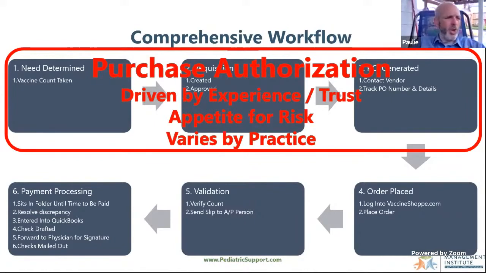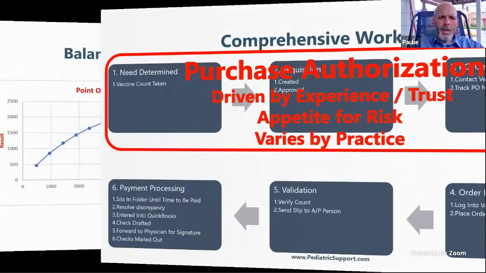So if you're having a problem with too much coming in, there are some ways to build in an authorization process. But for the most part, people are surrounded by people they trust, but you need to measure that risk appetite to see.